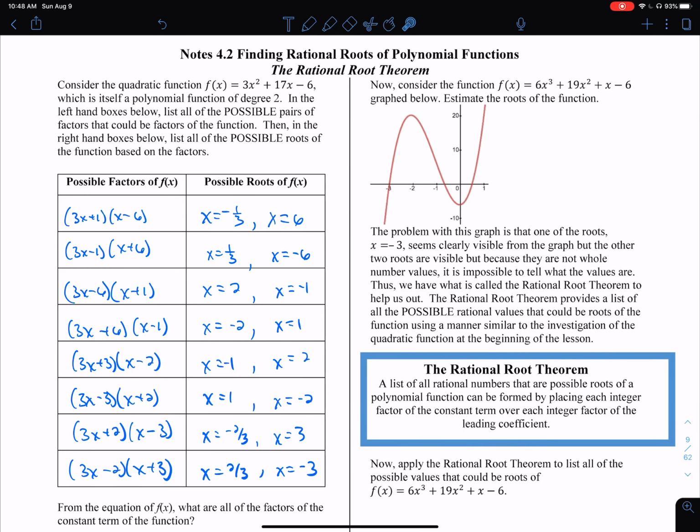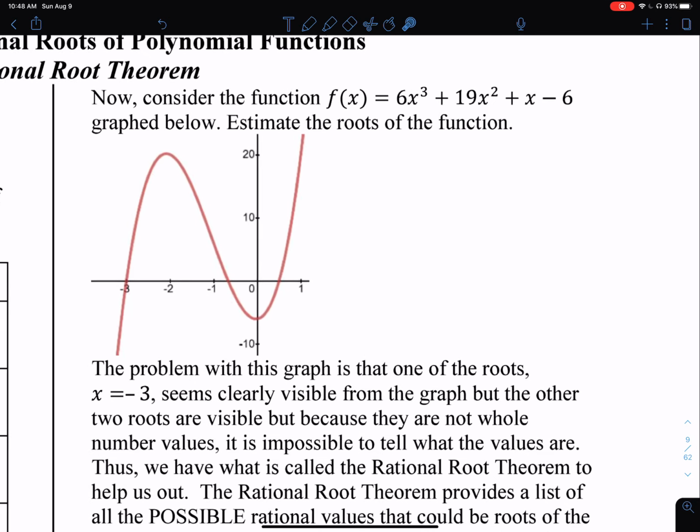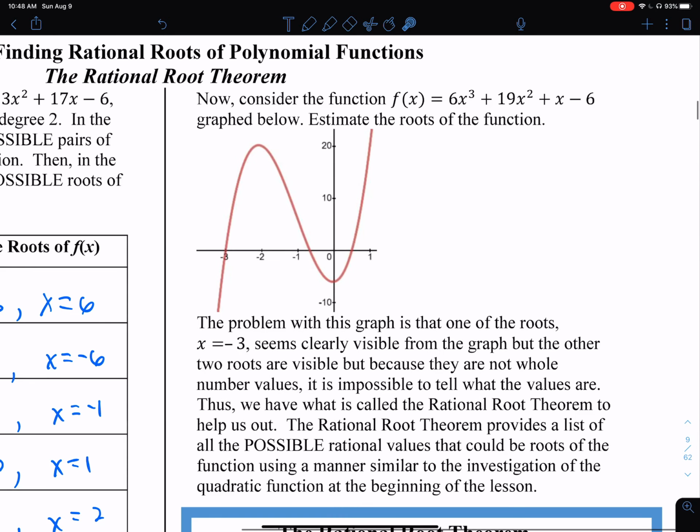Now consider the function that we've just, now it's a new function, function f. Estimate the roots of the function. Well, kind of difficult. Clearly, this one is -3. So we're going to say roots that are likely.